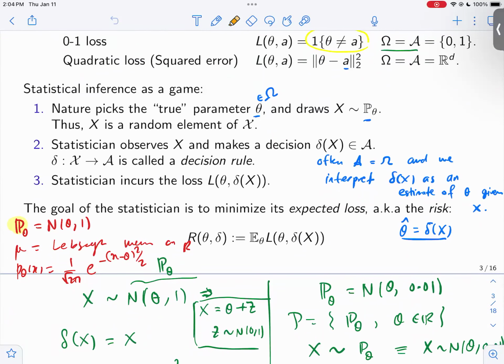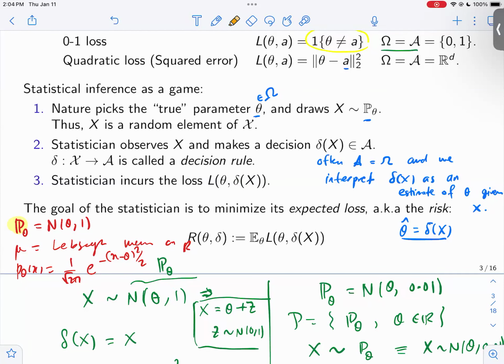And then the expectation of this loss is the risk. The expectation depends on theta, because the distribution depends on theta. So the expectation is taken under the distribution of X. That's why you put a theta, to remind ourselves that this is under P theta. And so this risk will be a function of both theta and delta. Delta now is the decision rule, okay? Not the particular value of the estimate, but the mapping that maps observations to estimates. So it depends on that rule.